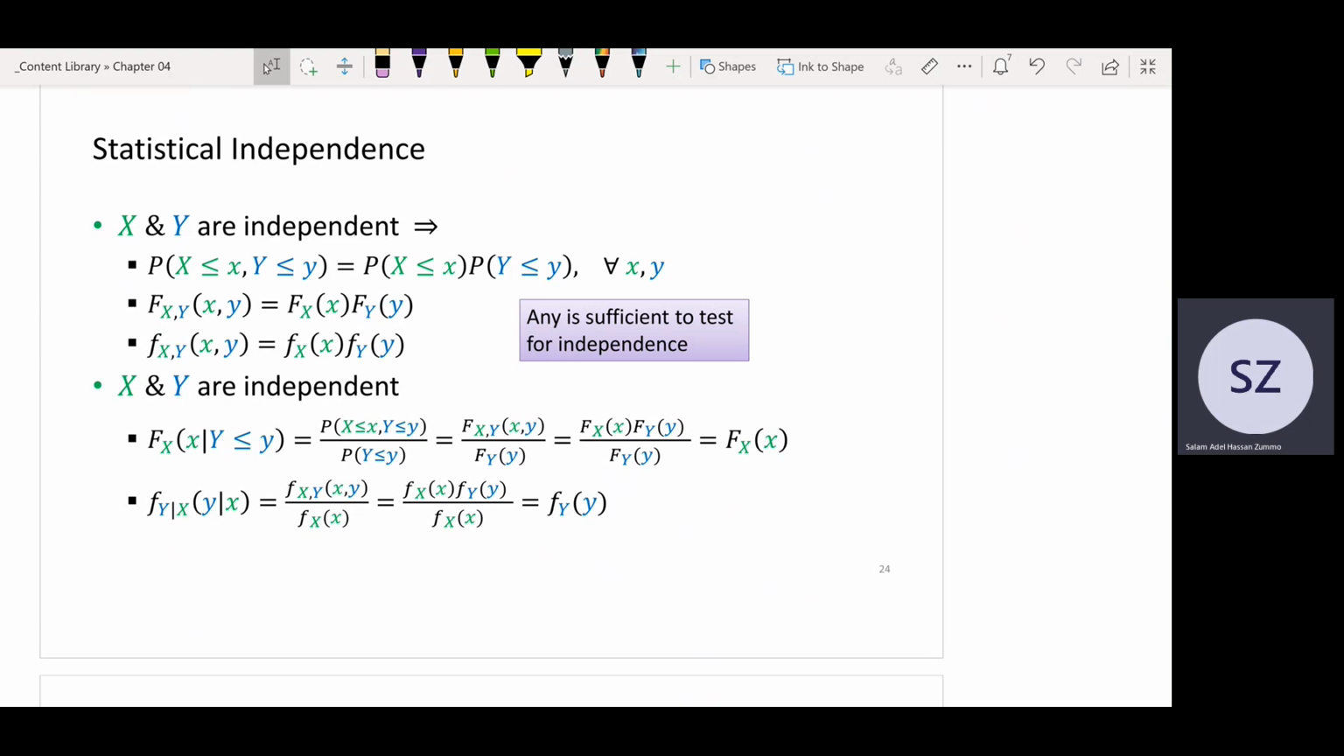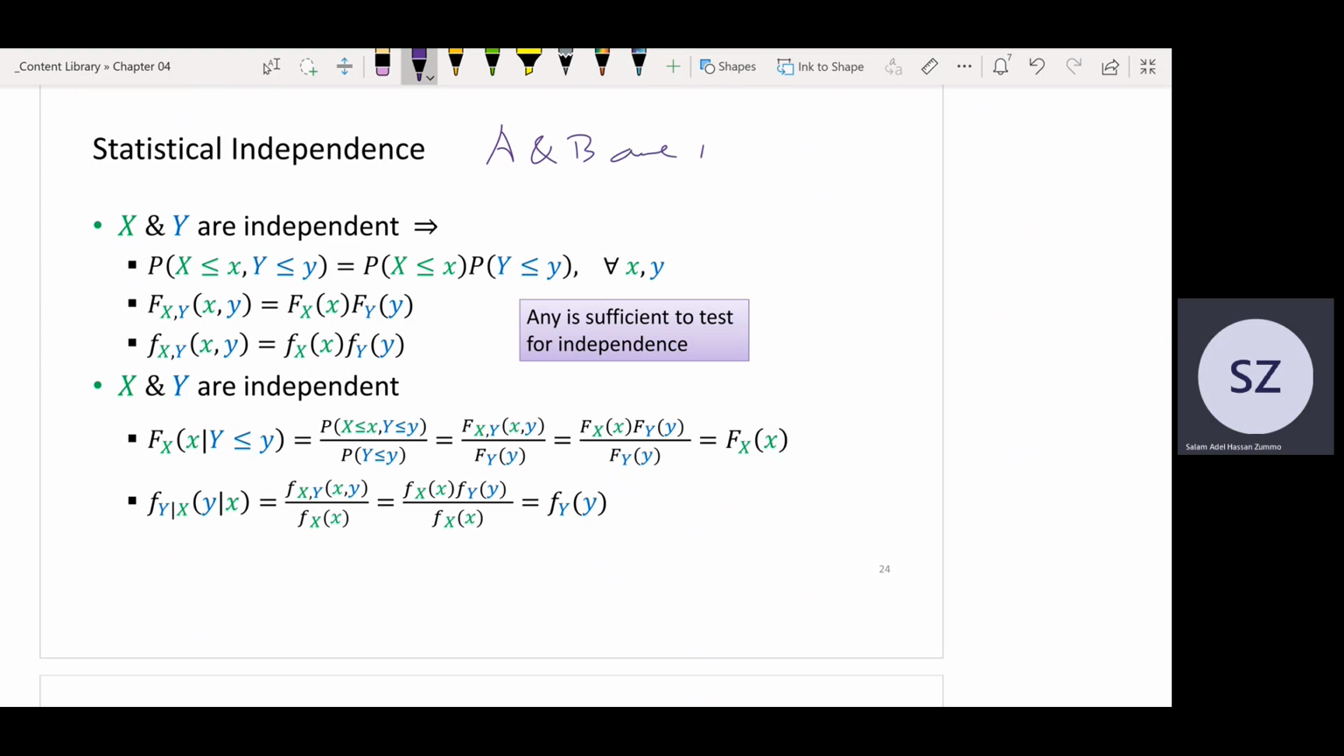How did we get this? Basically, when A happens, the probability of B given A equals the probability of B. So the happening of A does not change the probability of B. And from here, we were able to derive that the probability of the intersection of A and B equals the product of the two.